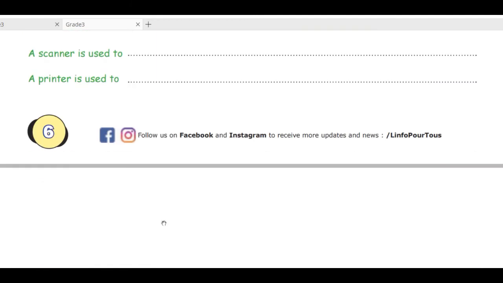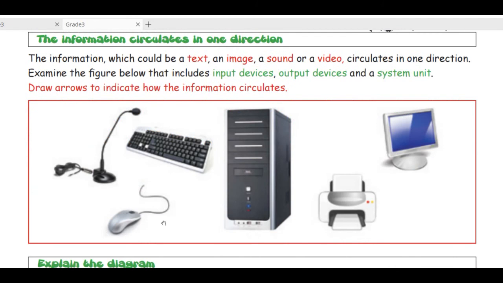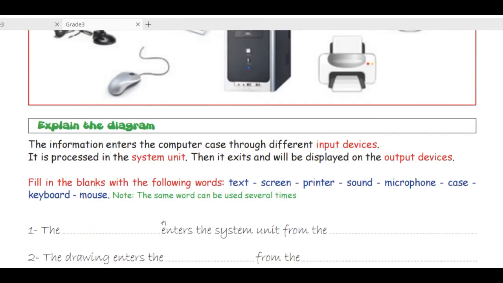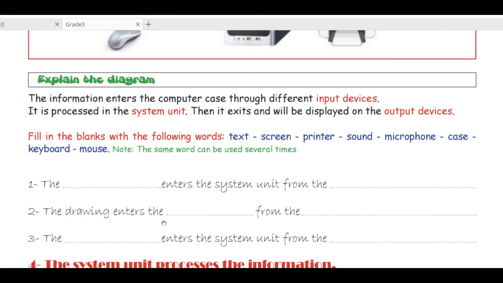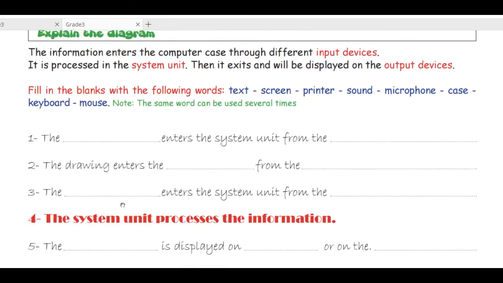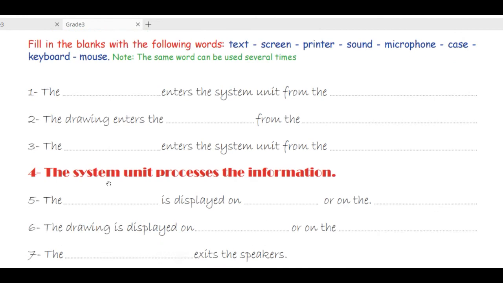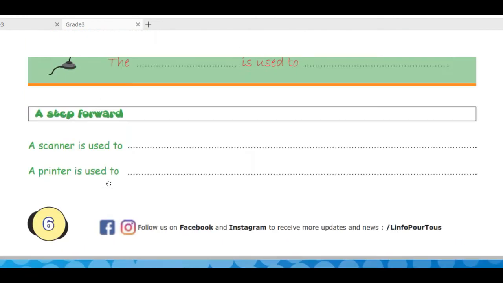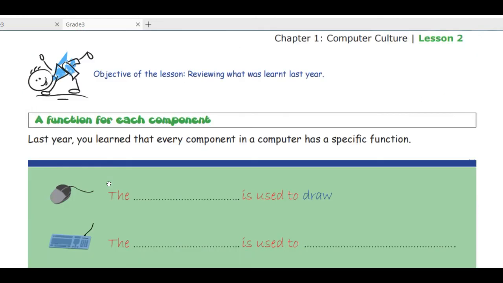In addition, they must know the flow of data and information between the different components of the computer, between the input device, the output device, and the system unit. And by explaining the above diagram, and of course they should be able to write a complete sentence like the one I'm showing you right now. So back to the lesson.